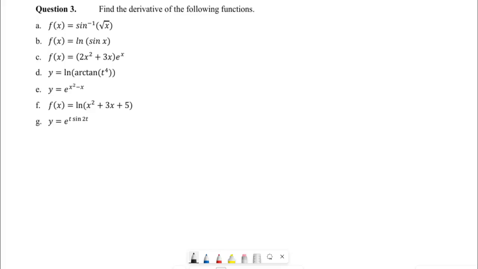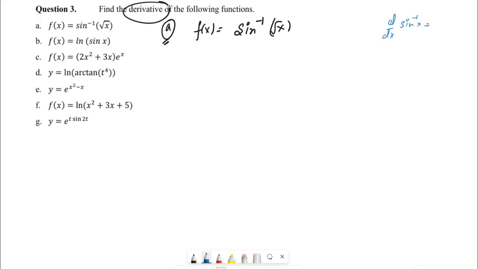Here are some problems to find derivatives. Let's do them one at a time. The function is sine inverse of root x. Here the most outside function is sine inverse x. Remember, the derivative of sine inverse x is 1 by square root of 1 minus x square.